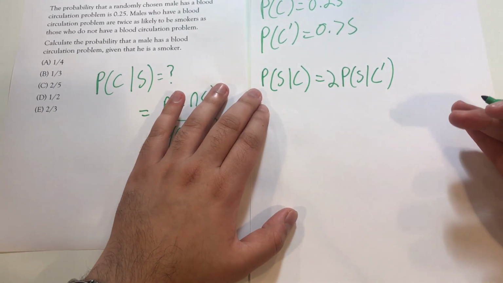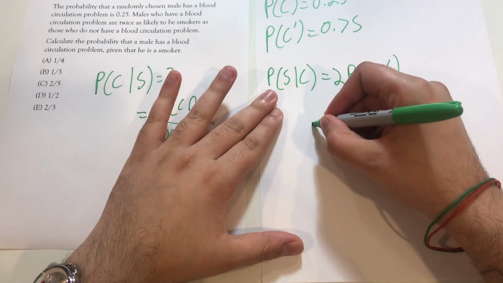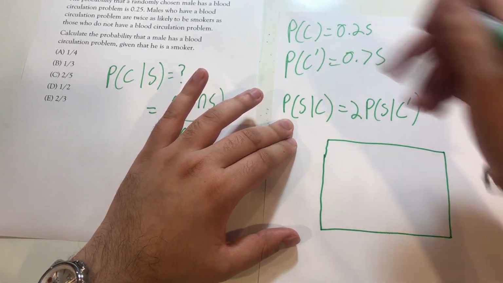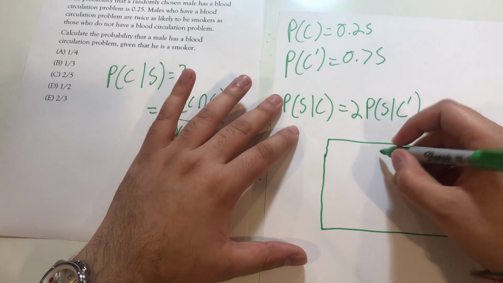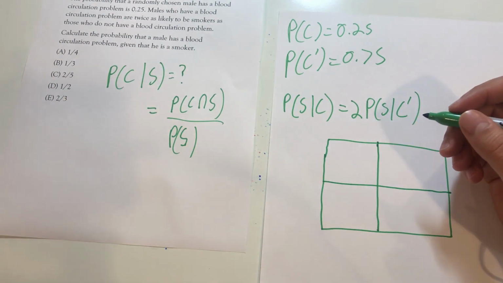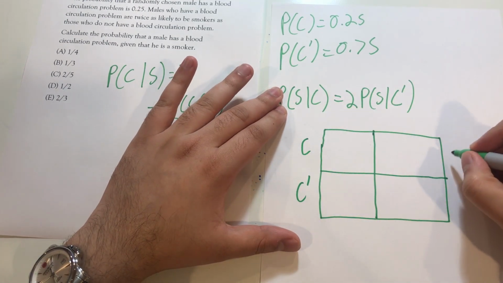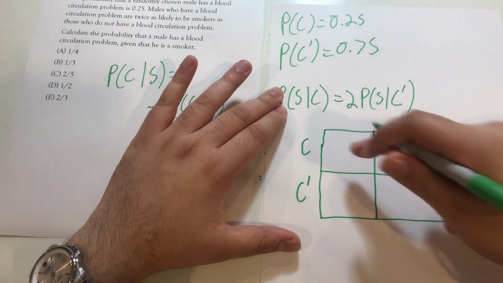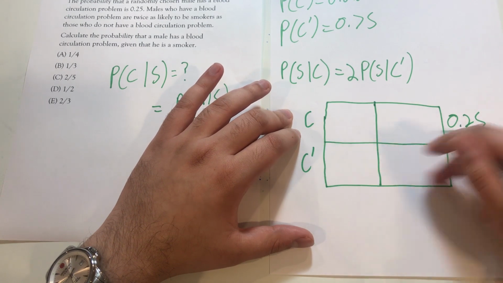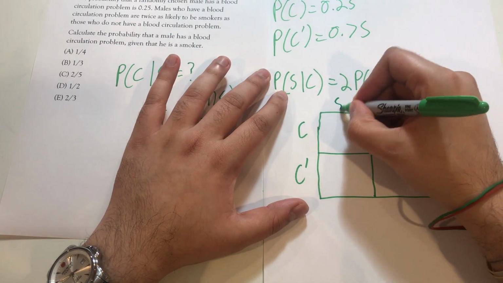So let me just throw this into a chart, see if I can make sense of it that way. When I'm given stuff like this, where you either have a circulation problem or you don't, you either are a smoker or you're not, I like to make this sort of chart rather than a Venn diagram or a graph or any other sort of visualization. Here I'll put you have a circulation problem, you don't. That means this row should add up to 0.25, if these are the individual probabilities of each possibility, and this should add up to 0.75. So let's say you're a smoker and you're not a smoker.